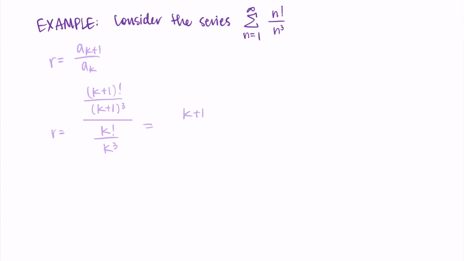Then my whole goal is to simplify this and send k to infinity, so I'm going to simplify and cancel some things out. I'll multiply by the reciprocal here, so I'm multiplying by k cubed over k factorial, and I'm hoping things cancel out.